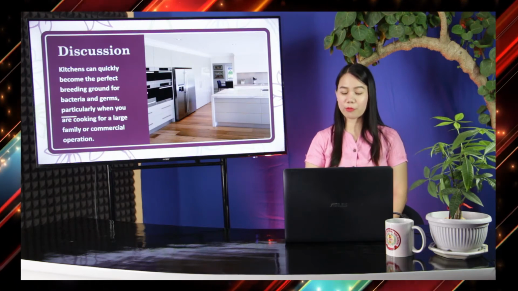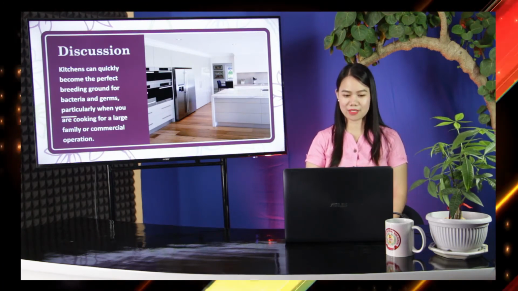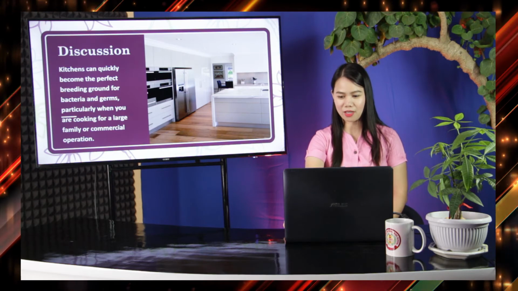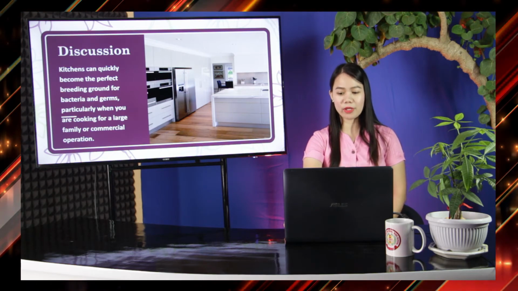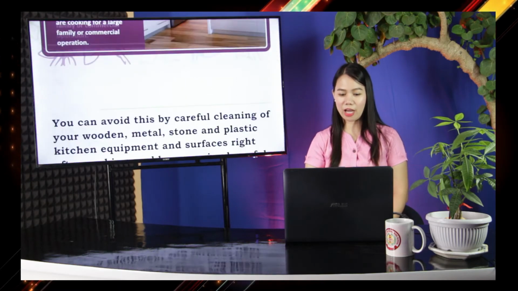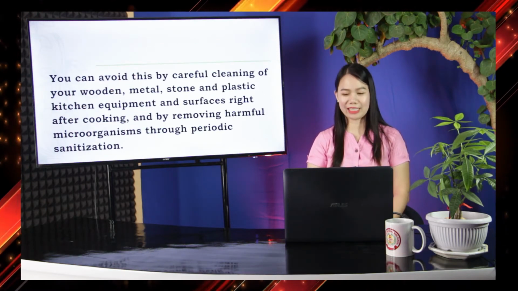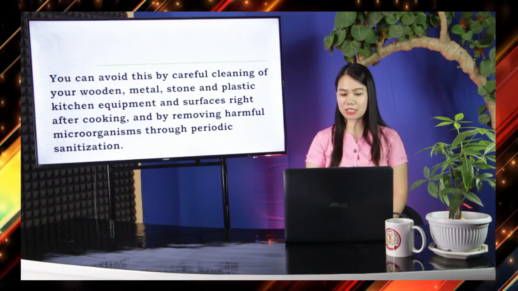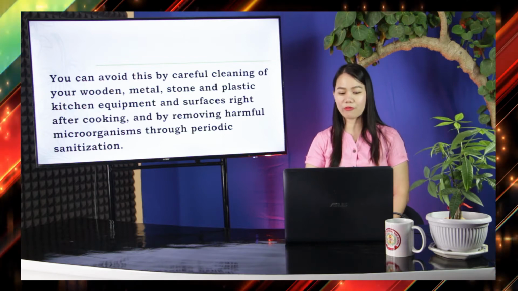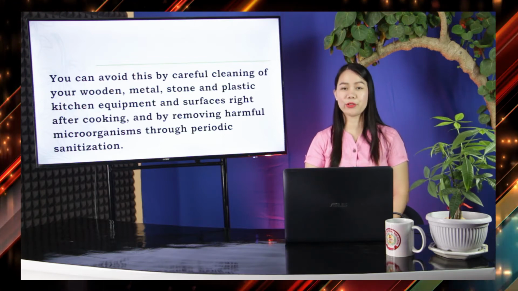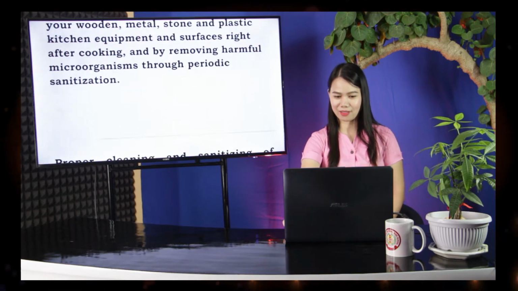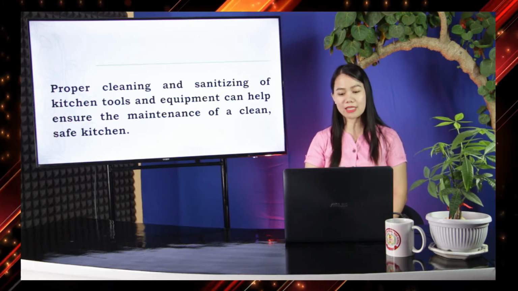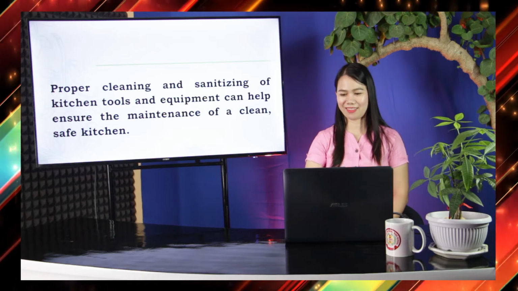Kitchens can quickly become the perfect breeding ground for bacteria and germs, particularly when you are cooking for a large family or commercial operation. Kitchen is very prone to dirt if we will not clean after using it. You can avoid this by careful cleaning of your wooden, metal, stone, and plastic kitchen equipment and surfaces right after cooking, and by removing harmful microorganisms through periodic sanitation. Proper cleaning and sanitizing of kitchen tools and equipment can help ensure the maintenance of a clean and safe kitchen.